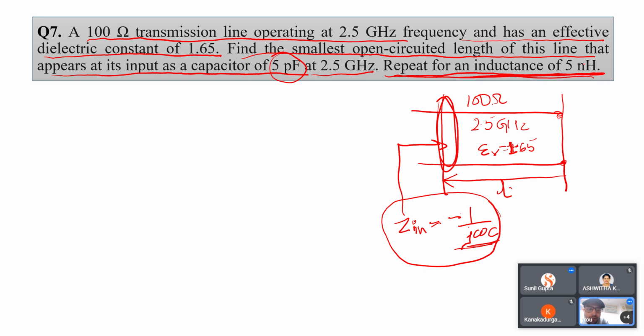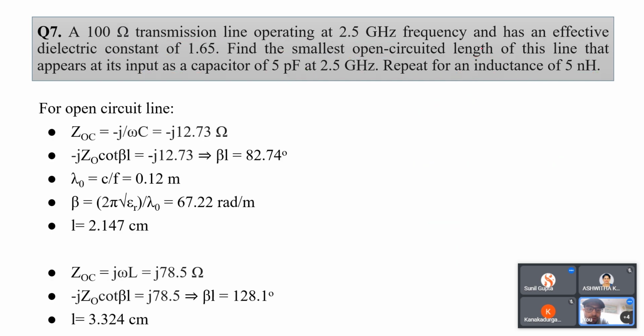Okay, so first of all, this is an open circuited line. It is given in the question. So for an open circuited line, ZOC is defined as minus j Z naught cot beta L.